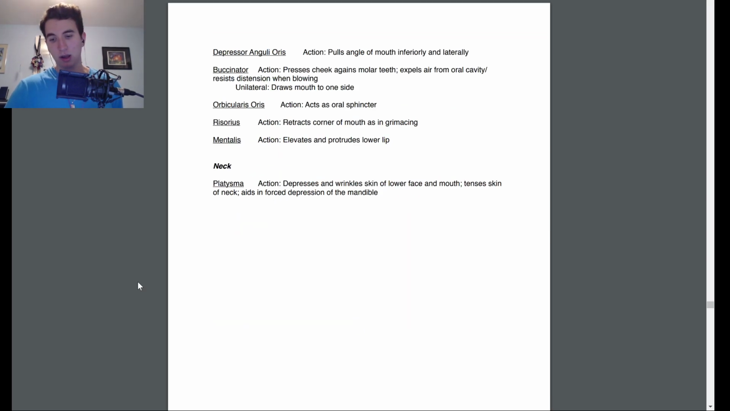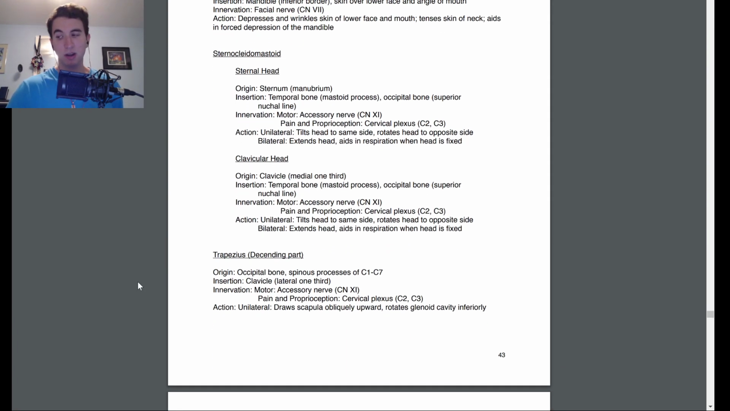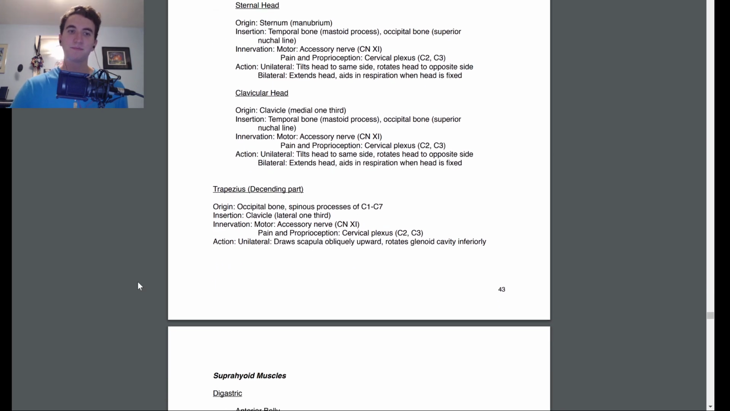Next is the clavicular head, which originates at the clavicle, the medial 1/3, and inserts at the temporal bone, the mastoid process, and the occipital bone, the superior nuchal line. Innervation, the motor is done by the accessory nerve, cranial nerve 11, and the pain and proprioception is the cervical plexus coming from C2 and C3. The actions unilaterally: it tilts the head to the same side and rotates to the opposite side. Bilaterally, it extends the head and aids in respiration when the head is fixed.